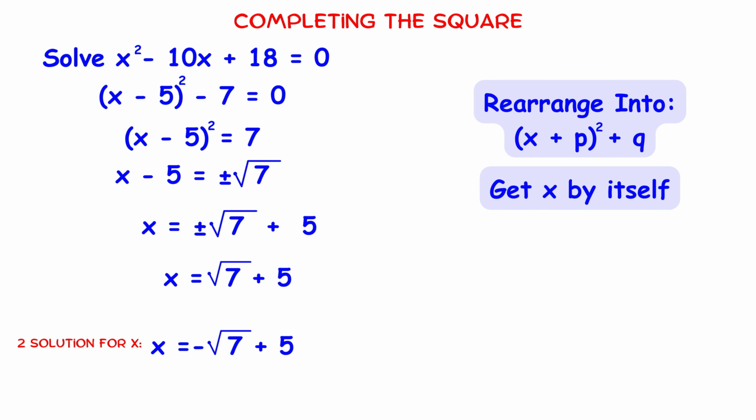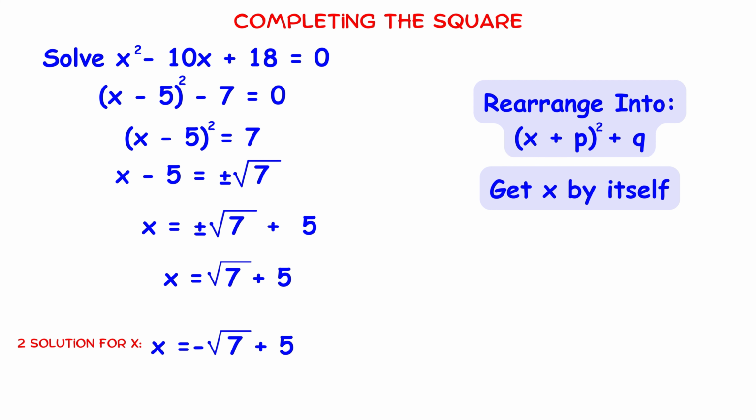In this video, we're looking at how we can use the completing the square method to solve quadratic equations like these two. The first step in questions like this is to rearrange the equations into the form of (x + p)² + q, which is the form that we'll end up with when we complete the square. We've actually already covered how to do this in our last video though.